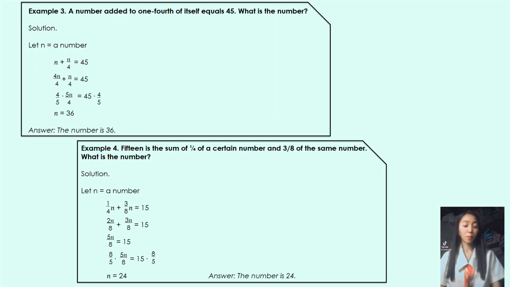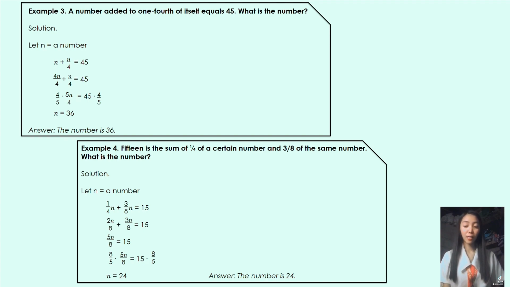Example 3. A number added to 1/4 of itself equals 45. What is the number? Solution. Let n equal a number. n plus n over 4 equals 45. 4n over 4 plus n over 4 equals 45. 4 over 5 times 5n over 4 equals 45 times 4 over 5, and n is equal to 36. Example 4. 15 is the sum of 1/4 of a certain number and 3/8 of the same number. What is the number?